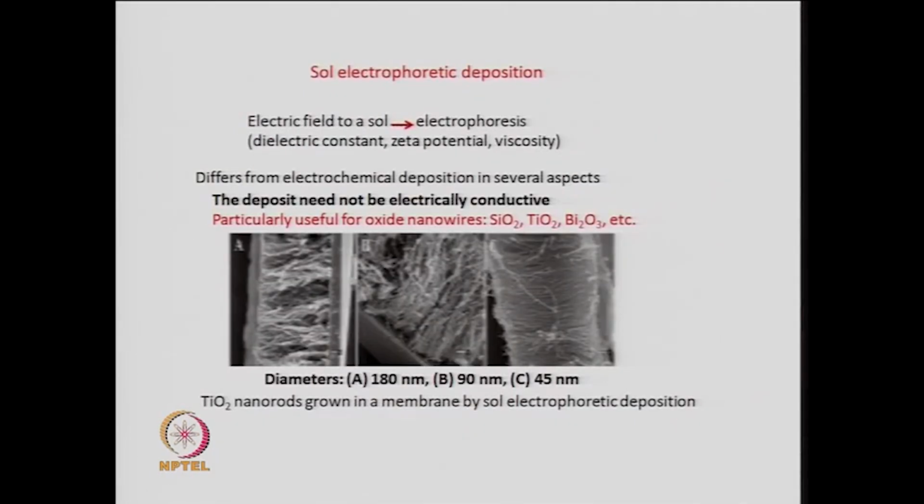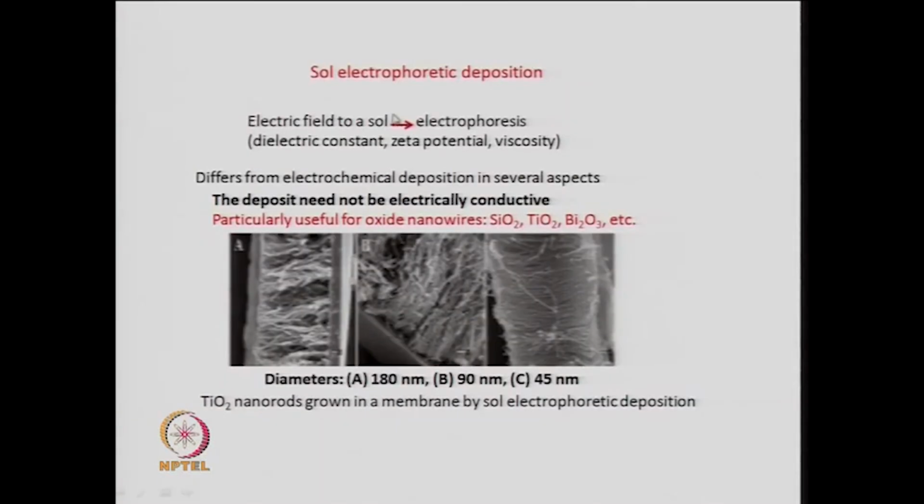Now, one of the disadvantages of the electrochemical method is that you can only deposit conducting materials. When you have non-conducting materials like many oxides which have high band gaps, then what do you do? You go to another method which is called the Sol electrophoretic deposition method. Here you have a sol, which is a colloidal solution, and you apply an electric field. When you apply an electric field to a colloidal solution or a sol, there will be electrophoresis.